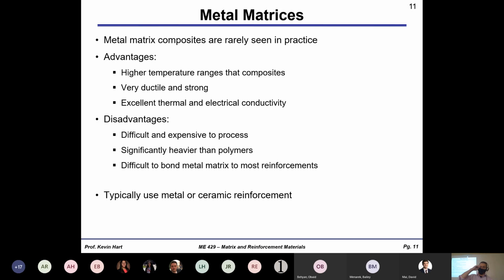Now, metal matrices also have a restriction in that they will usually have a metal reinforcement or a ceramic reinforcement. That's because if you're talking about processing a metal composite, which might be 800C, 1000C to process it, then you need a fiber or a reinforcement phase that can withstand that processing temperature. So usually you'll have ceramic reinforcement inside of these metal matrices.